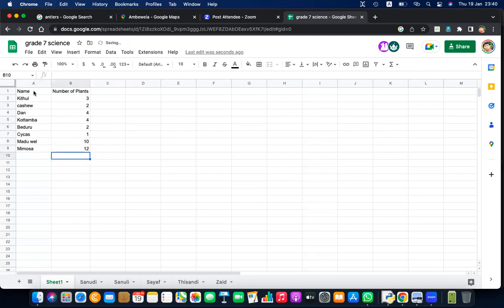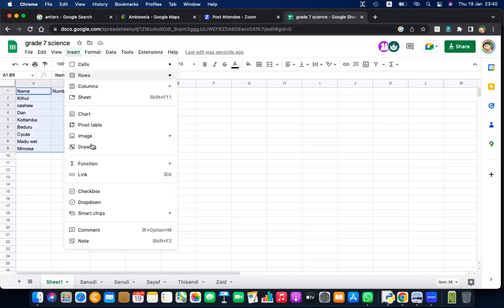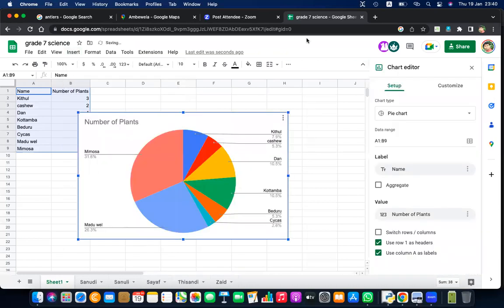Okay, then you have to select them together. Insert charts. Right, insert chart. This will give a chart like this.